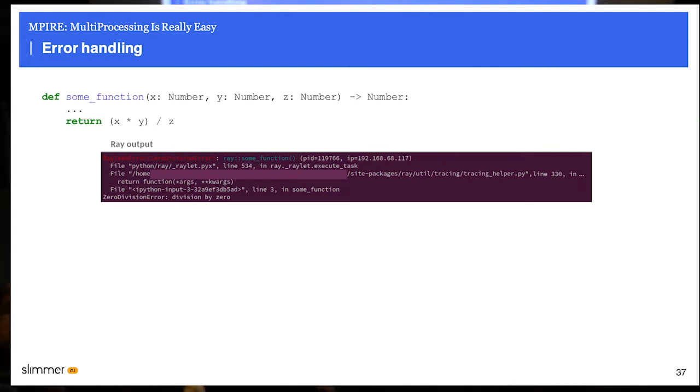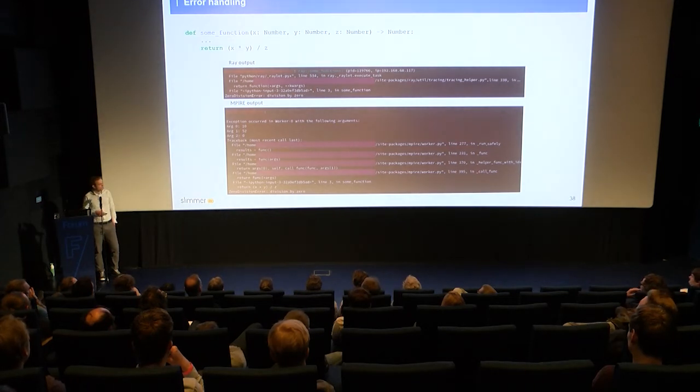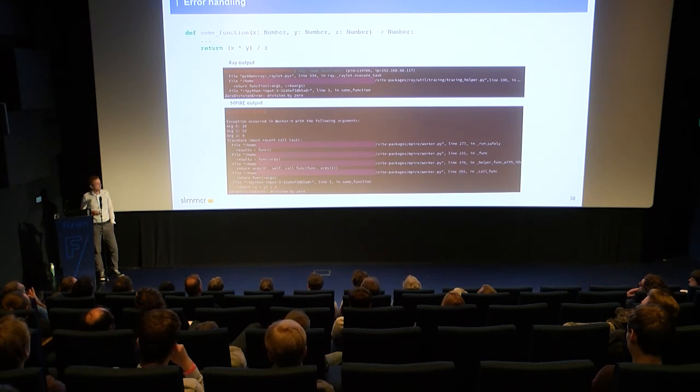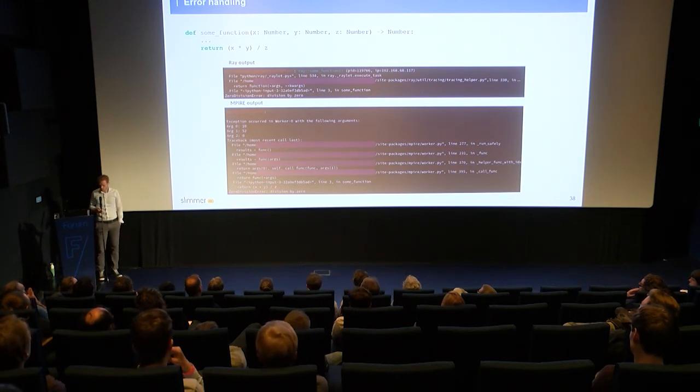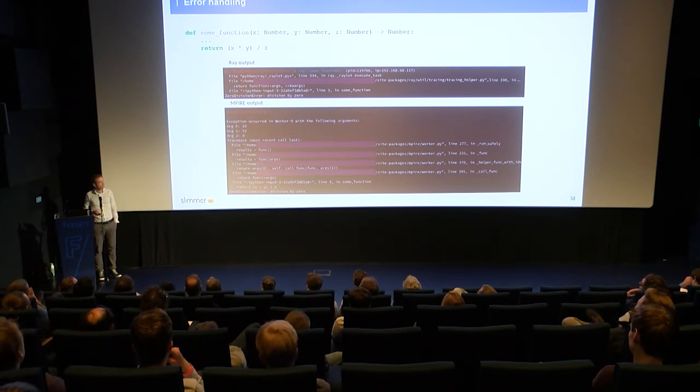So in MPIRE, you see that it's an error in line 3, and you actually see what the line is. And on top of that, you see the 3 arguments that were passed to that function, and you can verify that indeed the third argument was 0. The only other library to do that is Dask, but I was surprised to see that none of the other libraries offered this.